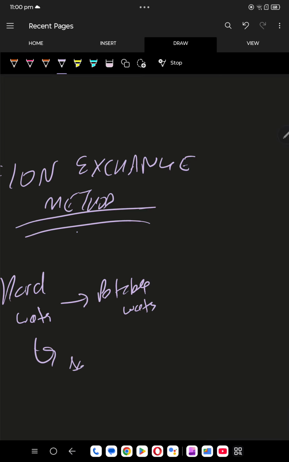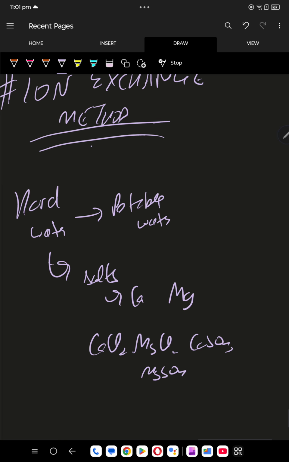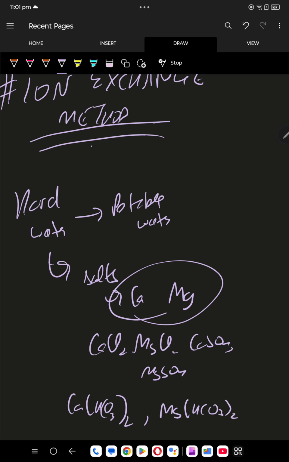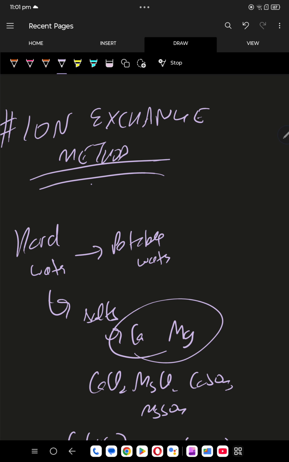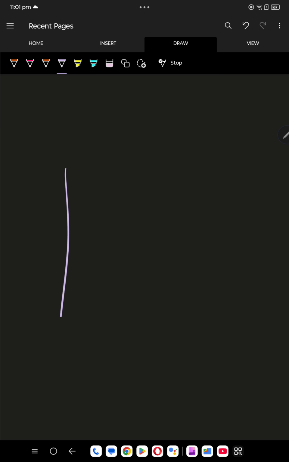Now why is this hard water? Because it has salts. What kind of salts? It has calcium and magnesium salts: CaCl2, MgCl2, CaSO4, MgSO4, Ca(HCO3)2, Mg(HCO3)2, such kind of salts. Basically calcium and magnesium salts. Now, in the ion exchange method, what is going to happen here? The ions are going to be exchanged. That we have understood. Now let me just draw a pictorial representation.